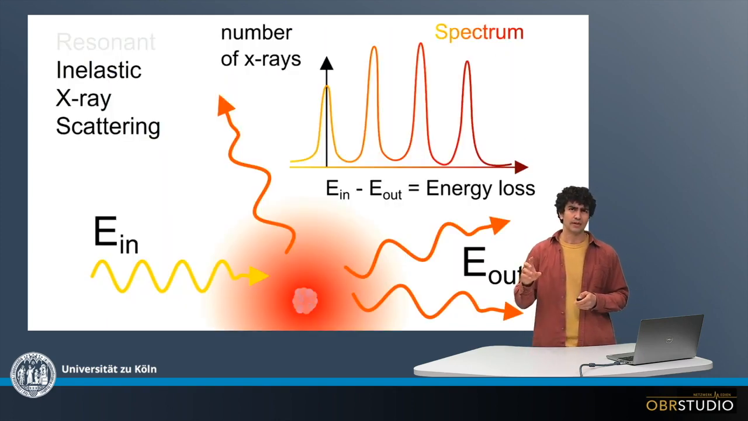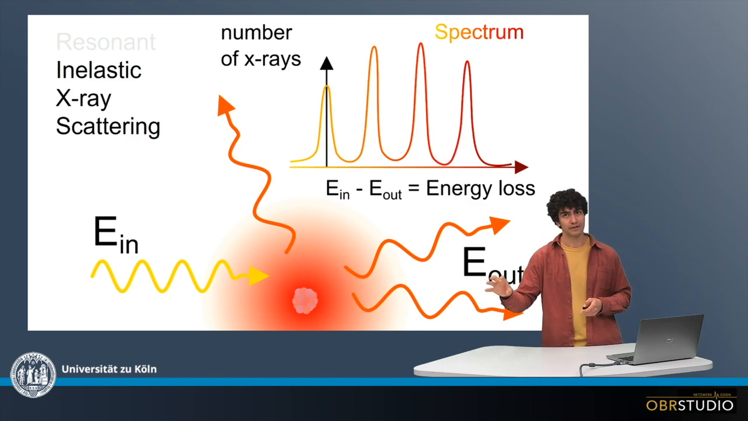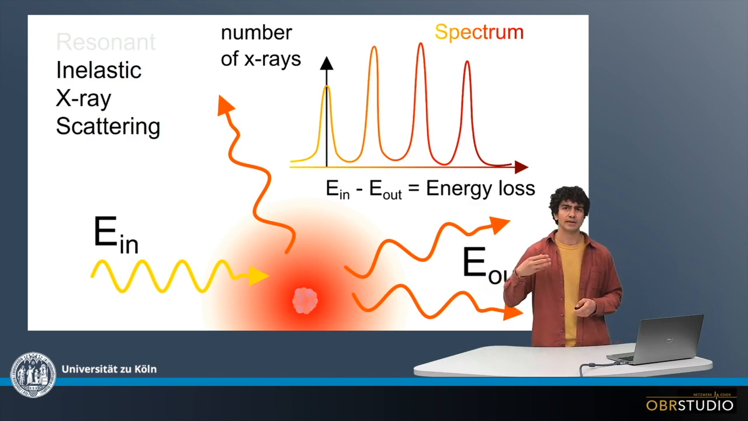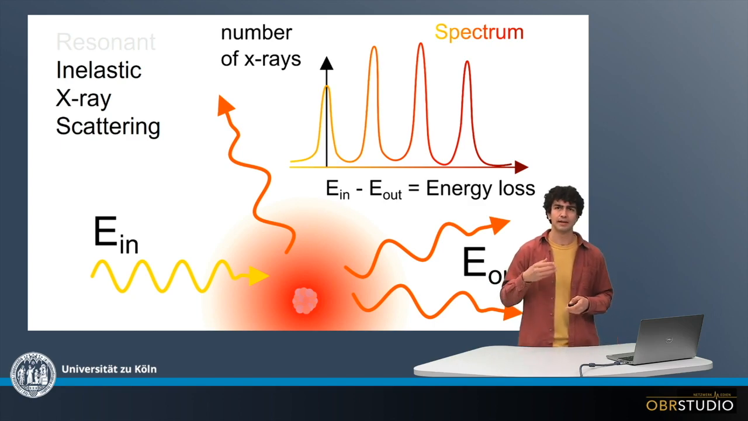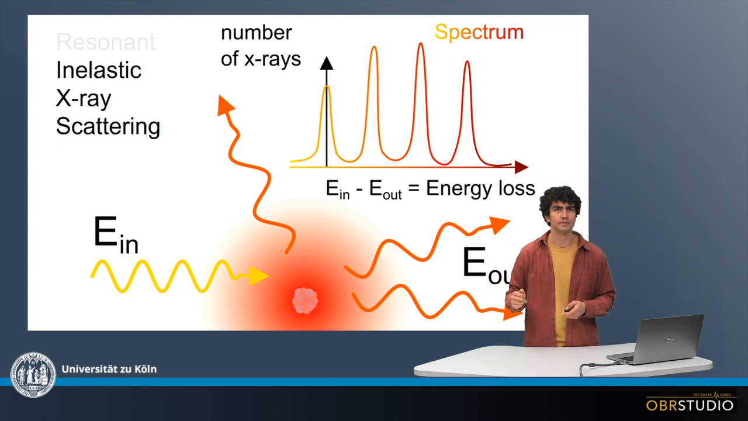In particular, we are interested in the processes in which the X-ray hits our sample, the electrons in the sample, and they transfer part of energy and momentum to the electrons. So the X-rays will come out with a lower energy and with a different direction. We call this process inelastic X-ray scattering.